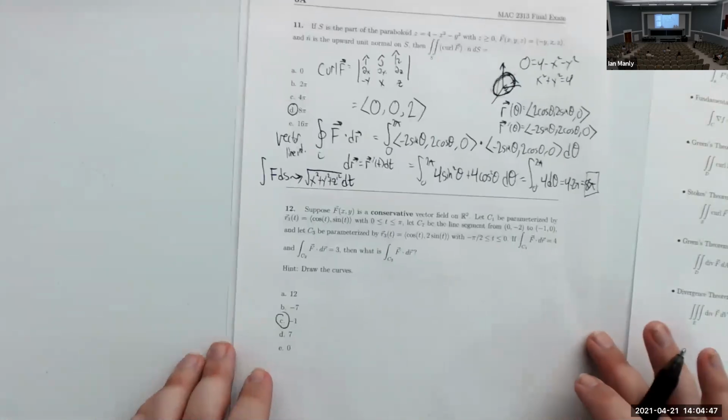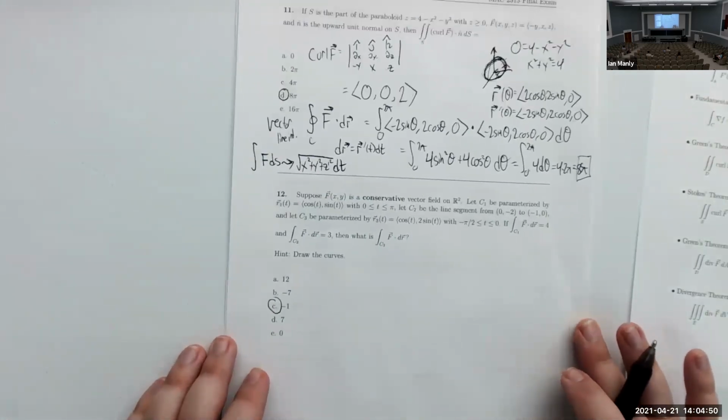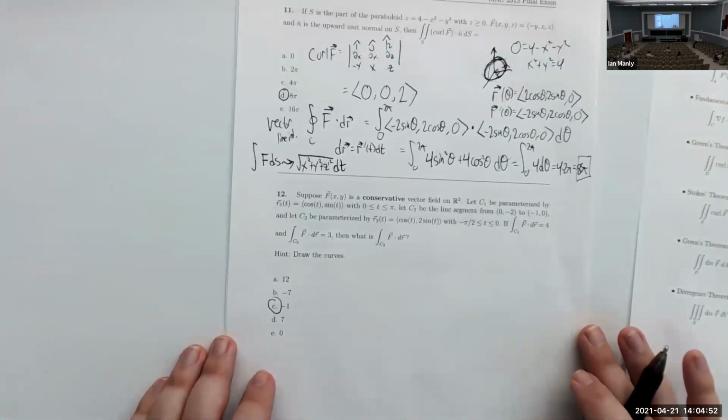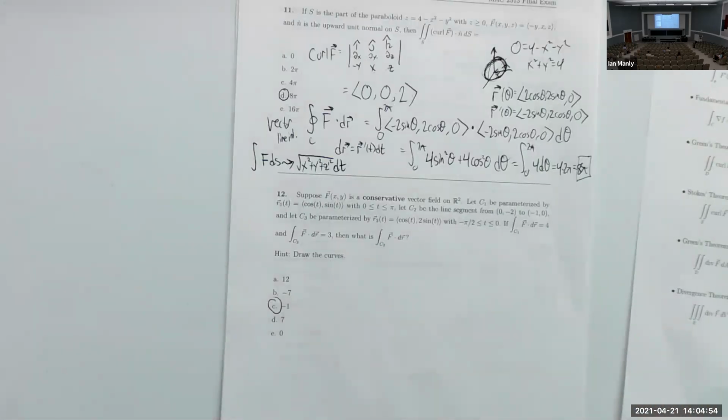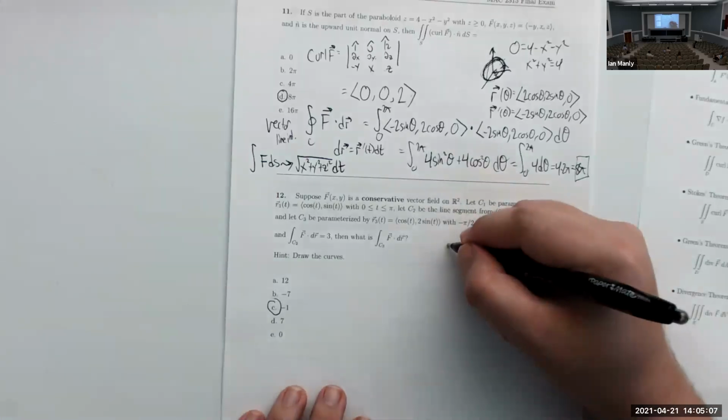Okay, next we are provided with a conservative vector field. Okay, that's nice. They don't tell us what it is though. Let C1 be parameterized by r1 of t equals cosine of t, sine of t, with t ranging from 0 to pi. All right, so what's that?